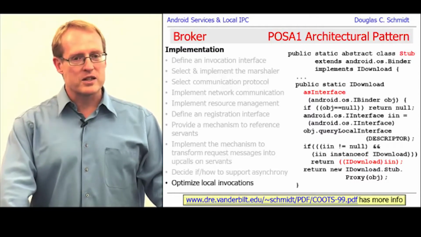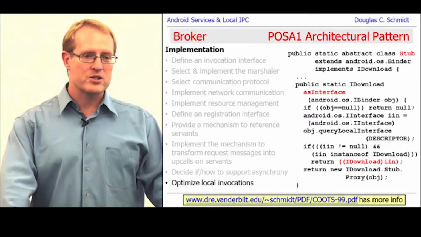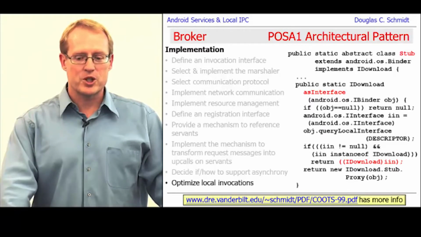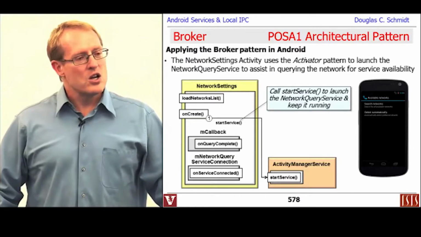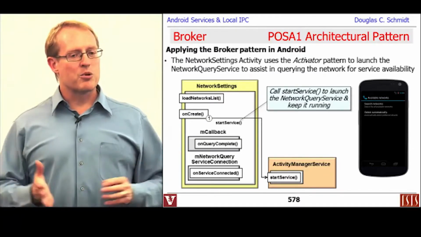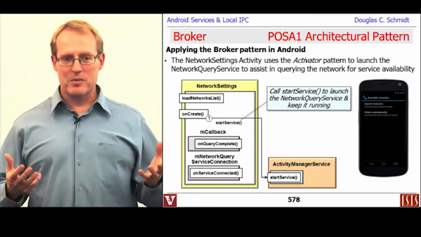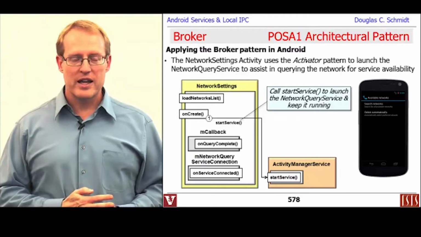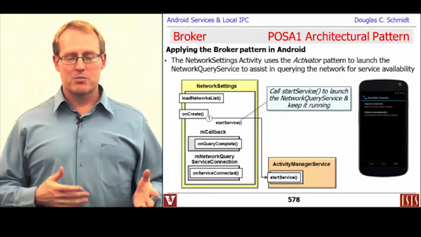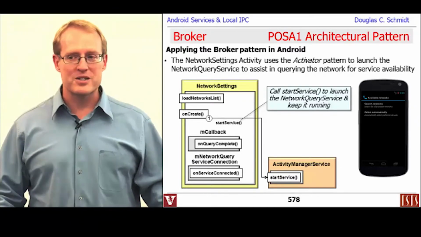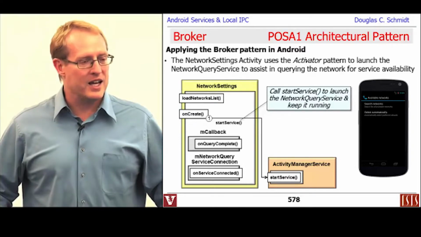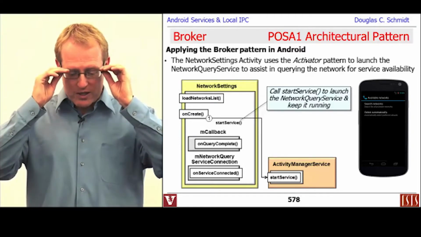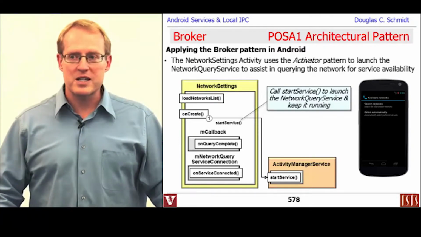Some more information here at this link about colocation optimizations, just talking about the overall concept and showing the speed-ups involved. So now that we've kind of seen the broker pattern implemented in various steps and kind of walked through how Android does it under the hood, let's give some examples of some pretty cool, sophisticated uses of the broker pattern in Android itself. So this particular example uses the network settings activity.